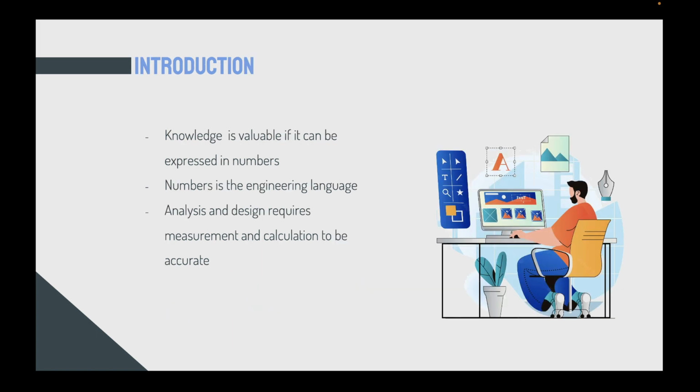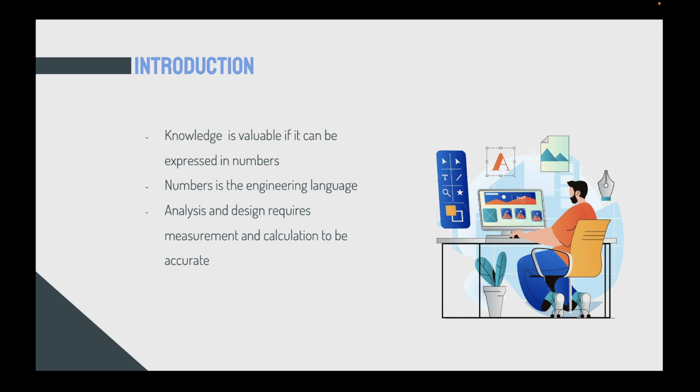Now, as an introduction for this chapter, we need to know that knowledge is valuable only if we can express it in numbers. Again, numbers are the engineering language. An engineer who doesn't know how to handle numbers, or doesn't know math, all types of math, either simple or complicated, that is necessary for his job, that means he's a weak engineer. You need to spend the time needed to learn more about the mathematical functions, processes, and operations needed to do your job. Each job needs a different set of mathematics.